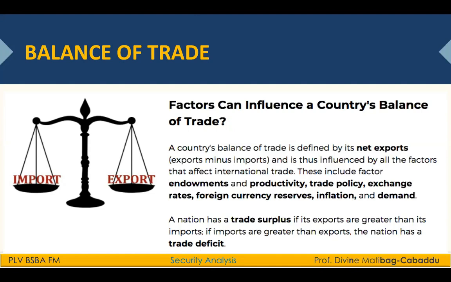And this happens especially with the golden age of infrastructures. Many of the raw materials that we need to build highways, roads, and skyways are sourced abroad, especially the steel, the cement, and everything. So there is a higher importation of raw materials. So it can result in a trade deficit.